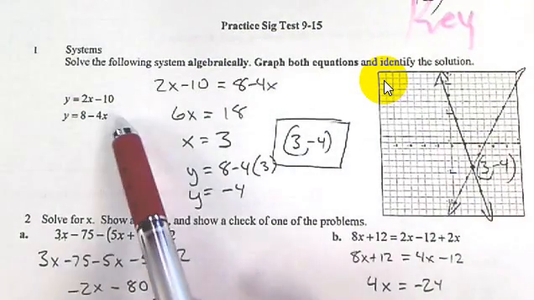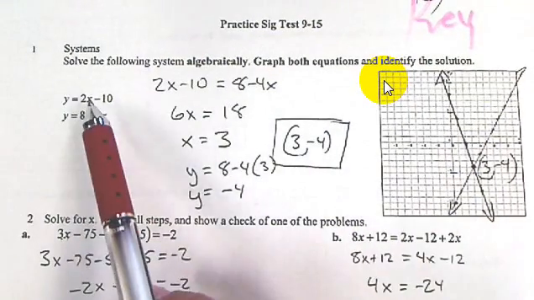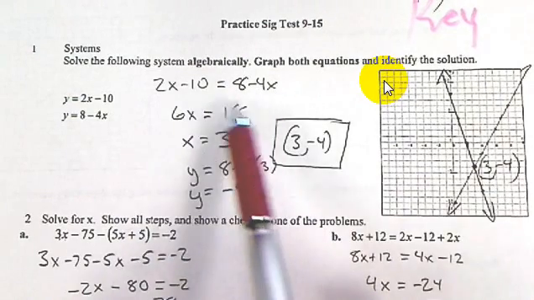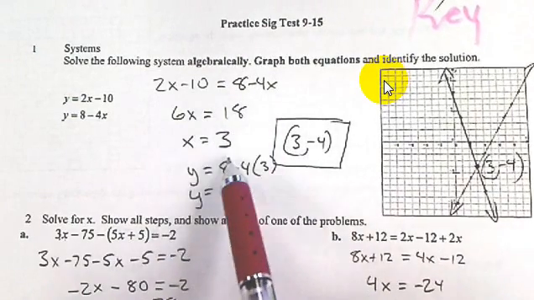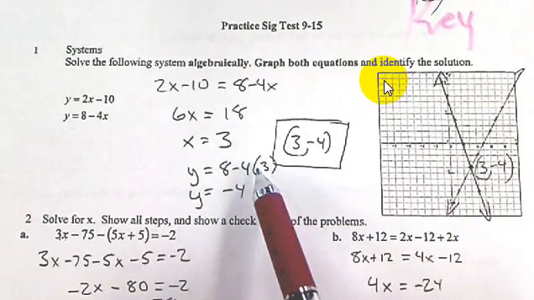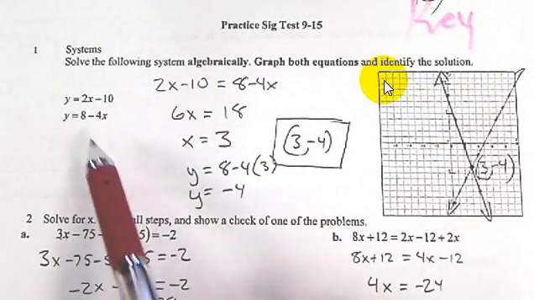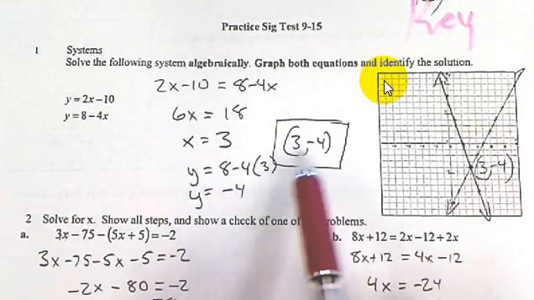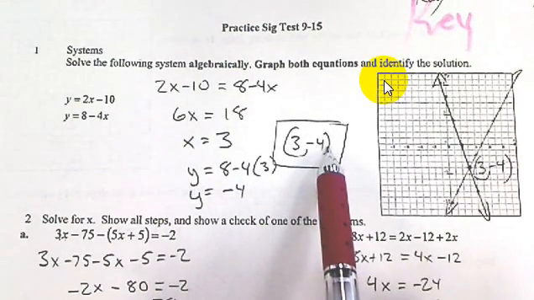Alright, so to solve them algebraically, you set them equal to each other. Solve the equation like we've been doing for months now. You get x equals 3, so that means the x value would be 3. Plug the 3 into one of the equations, doesn't matter which one, and then you can find the y value. So there's the point where those two lines are going to intersect.